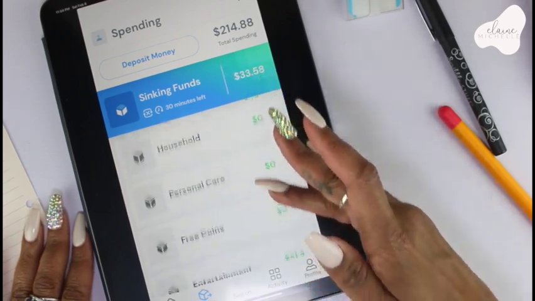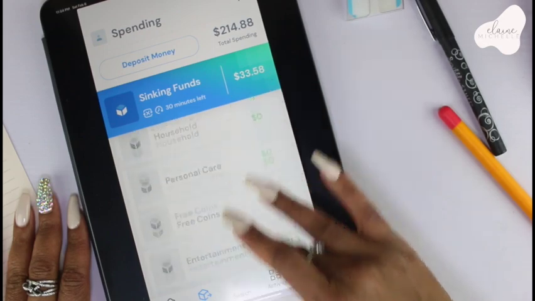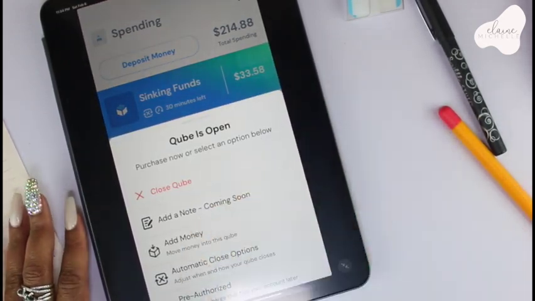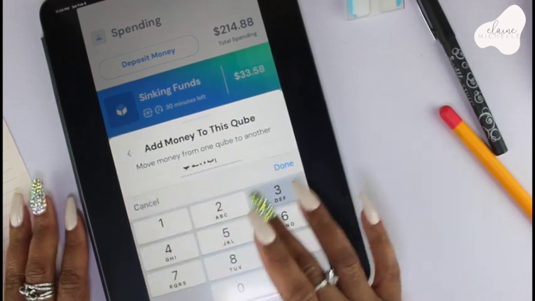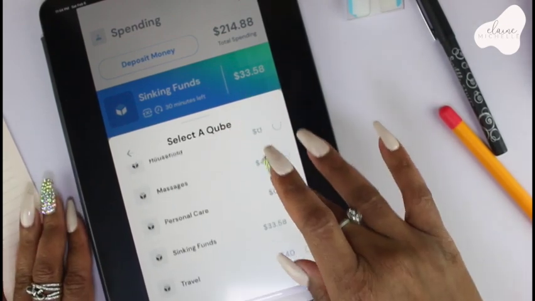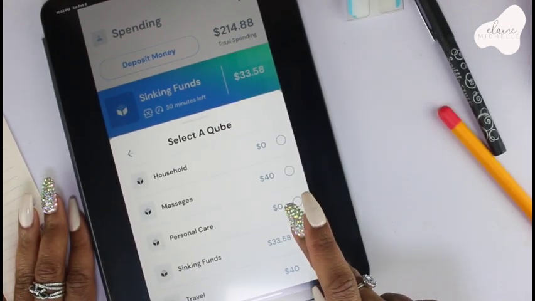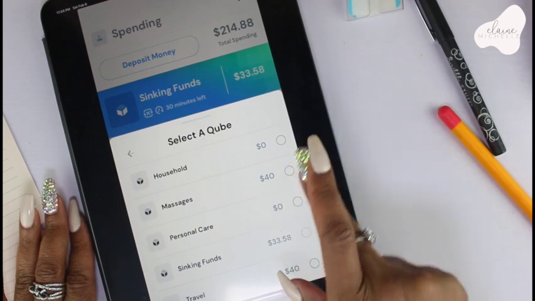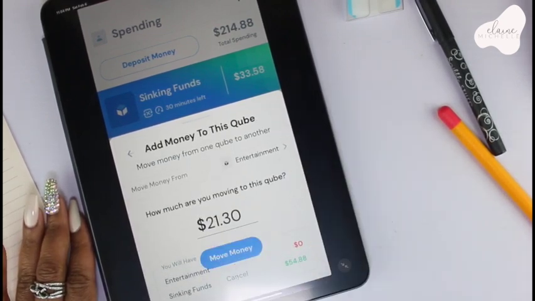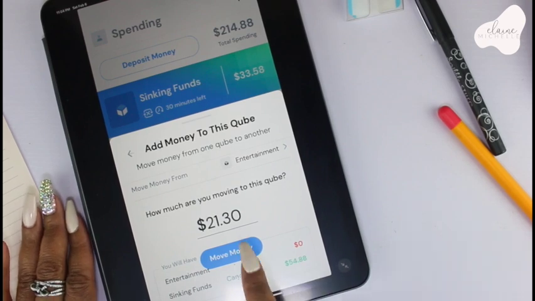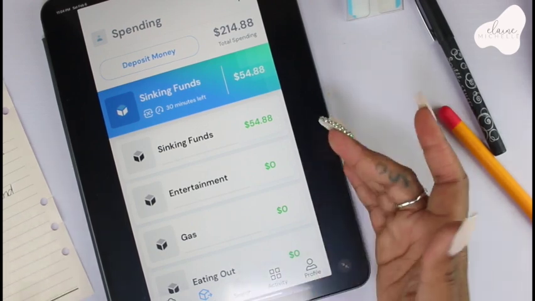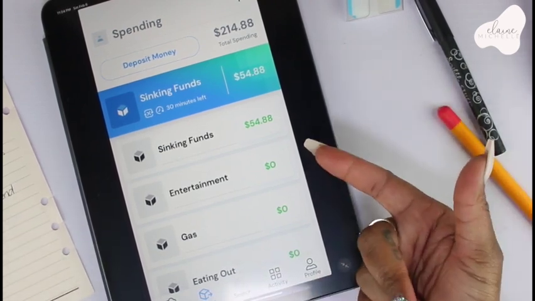So I saw one more, $21.30 for entertainment. So again, we're just going to click into the sinking funds, and we're going to add money. And 21.30 was the amount that they gave me, and we're going to move that to sinking funds. No, we're already in sinking funds. So remove that from entertainment, which makes that 0, and we're going to move that money. All right, so now this is going to put $54.88 into my sinking funds category.